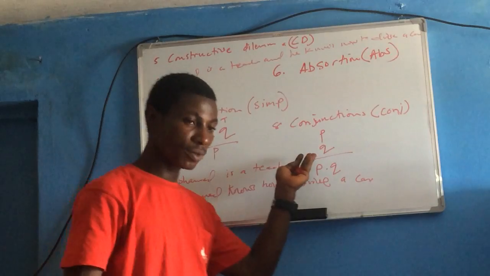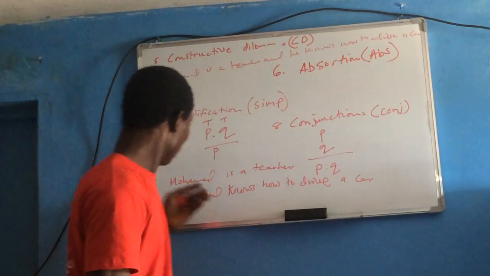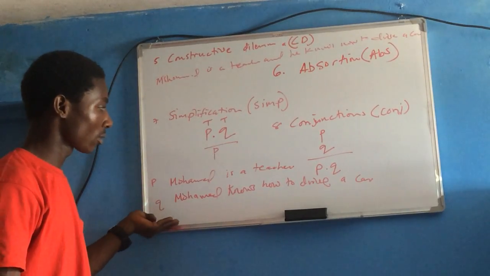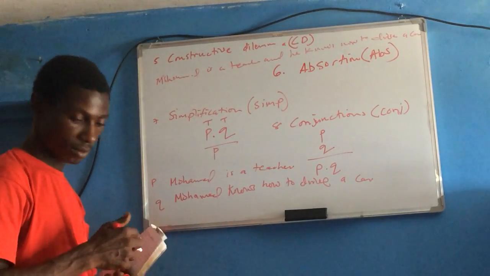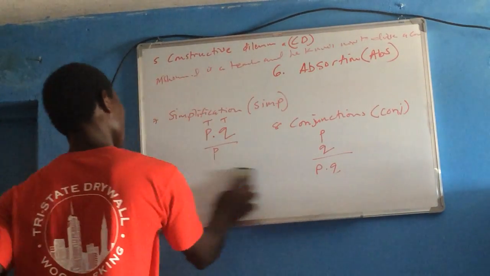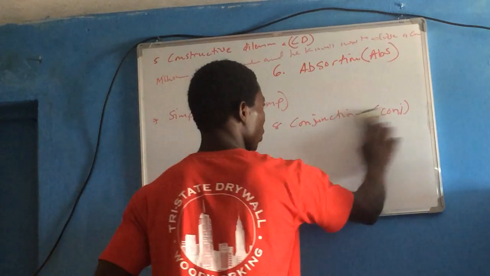Now, catch up the joke. What conjunction is trying to say? P alone, if Mohammed is a teacher, and Q alone, if Mohammed knows how to drive a car. So we are done with conjunction, the truth on itself. Of course, it is true.